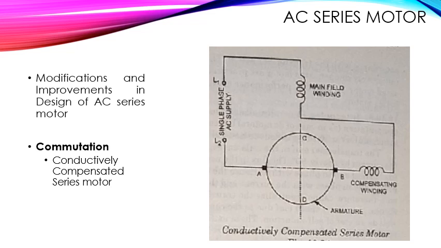So the number of turns per pole in the compensating winding is so chosen that the MMF produced by it is equal and opposite to that of the armature. So in this case, the compensating winding carries current equal to that flowing in the armature but in the opposite direction due to conductive effect. So it is known as a conductively compensated series motor.